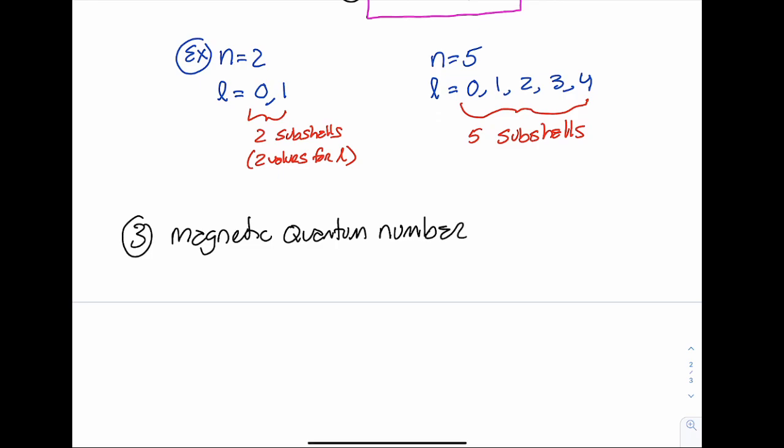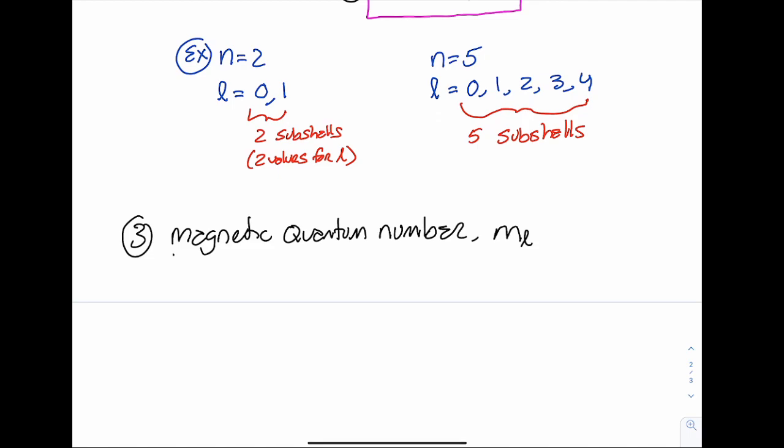And our abbreviation for this one is a lowercase m with a lowercase subscript L, so m sub L. You do need the lowercase m and the lowercase subscript L. We're going to actually have an m sub s, too. That's going to be our fourth quantum number.